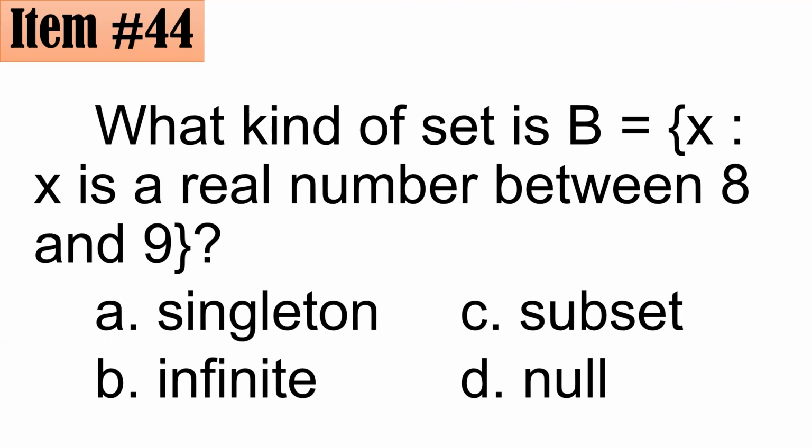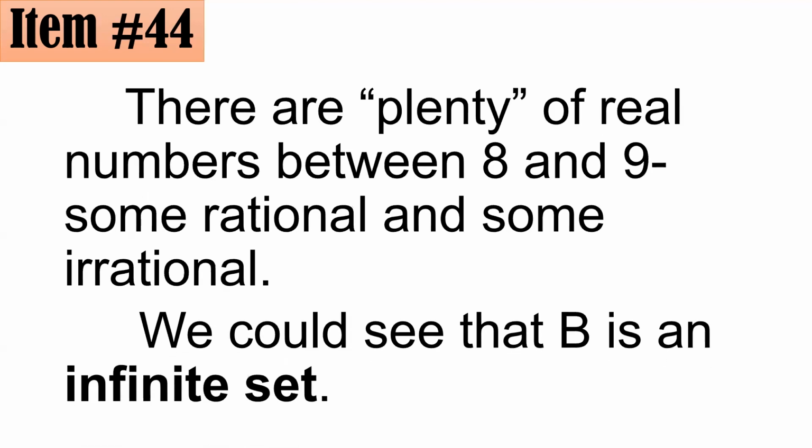Because we can actually segment fractions between the number 8 and 9, for example, 8.1, 8.001, etc., such that it will converge still to a real number, but not necessarily going outside the interval 8 to 9, sir. Exactly. And not only rational numbers. We have infinite number of rational numbers and irrational numbers between 8 and 9. That is why we could see that B is an infinite set.